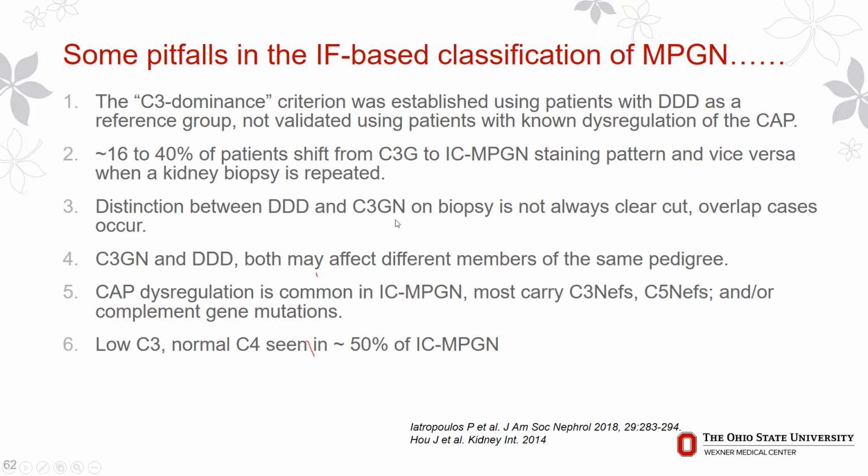You may have few dense deposits along the GBM, but in other areas of the biopsy, you see more immune complex type deposits, which are typical of C3GN. So there are definitely overlap cases. Even in a single family or pedigree, some members may have a C3GN pattern on the biopsy, and some may have a dense deposit disease pattern, once again showing that there is a tremendous amount of overlap between them. Complement alternative pathway dysregulation is not only seen in C3GN cases, but it has been found in cases of immune complex MPGN also. Even immune complex MPGNs do have nephritic factors and complement gene mutations. In fact, up to 50% of immune complex MPGN cases have been reported to have low C3, normal C4, which is a pattern that suggests alternative pathway activation.